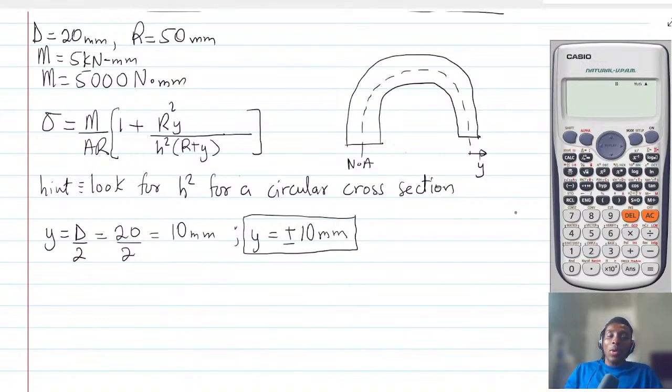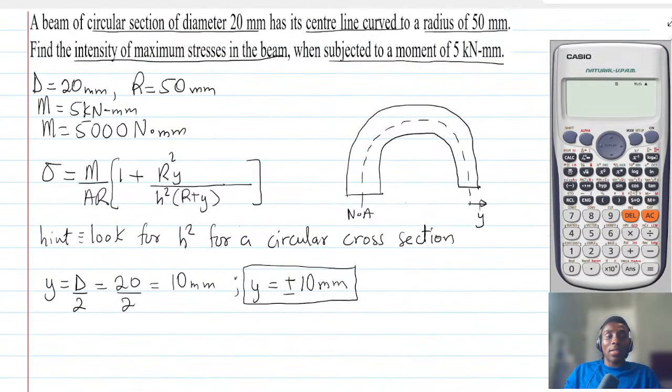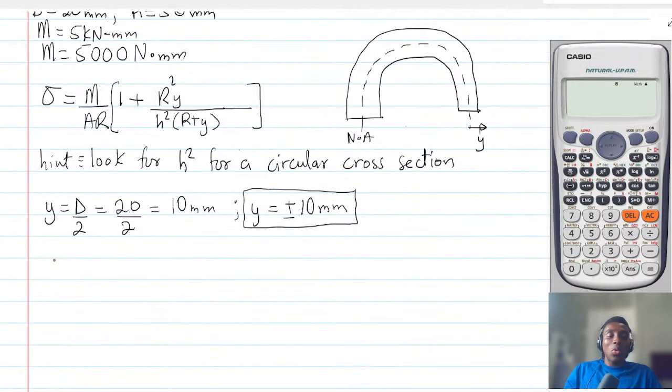So this question said we should calculate the maximum stresses. You can either say sigma 1, sigma 2, or compression and tension. But let's say sigma 1 could be one of the stresses. Anyway, let's calculate h squared, because if you don't know h squared, you cannot solve it. So let's go back and look at h squared for a circular shape.